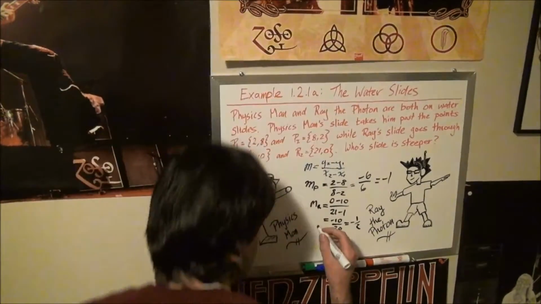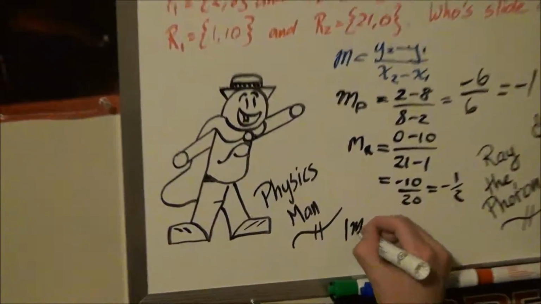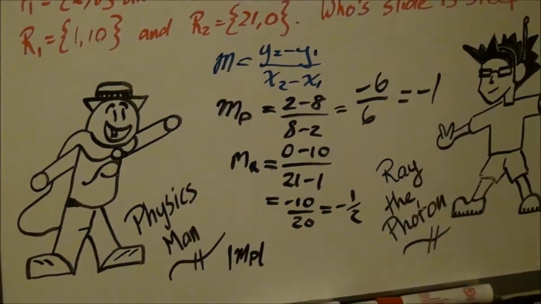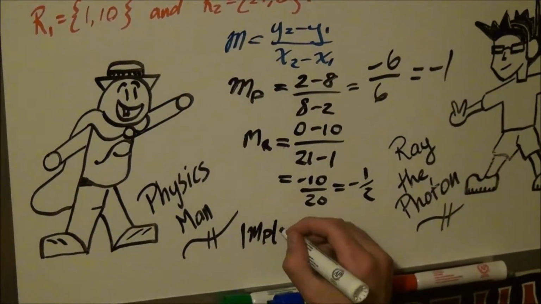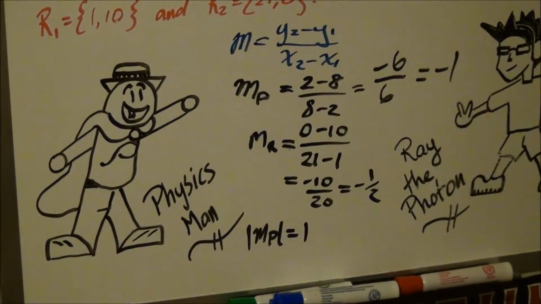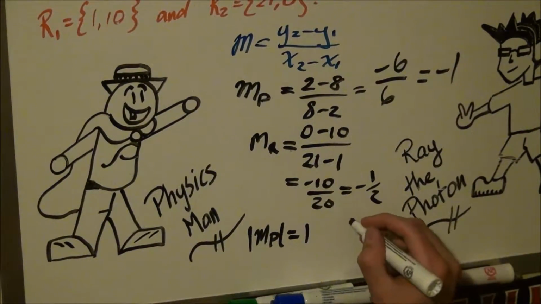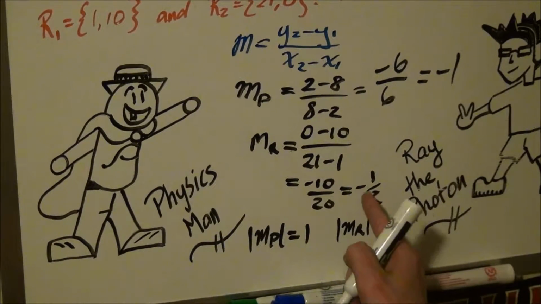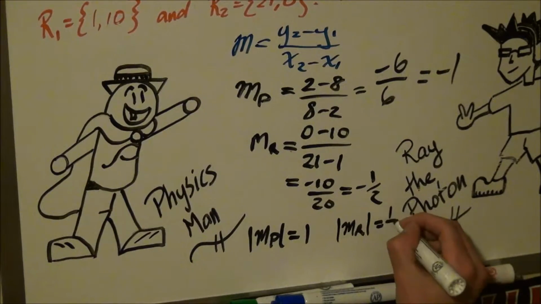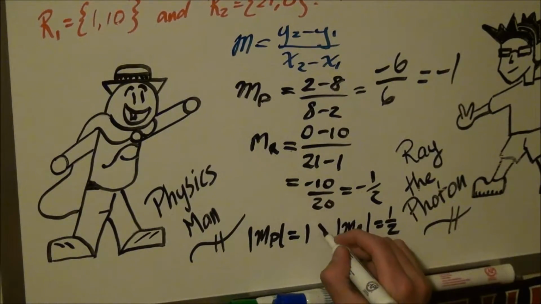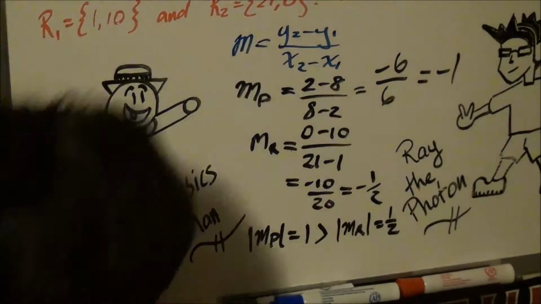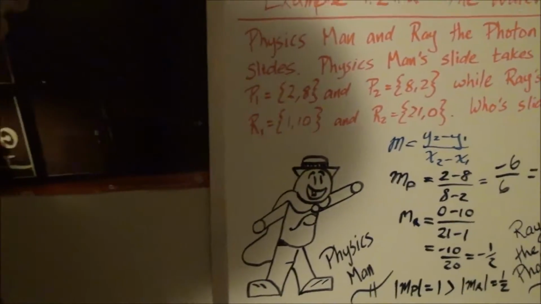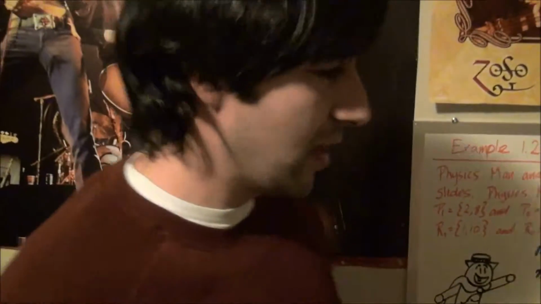So, the magnitude of the slope of Physics Man's slide is going to be the absolute value of the slope. Since the slope is -1, the absolute value is 1. The absolute value of Ray the Photon's slide slope is going to be the absolute value of -1/2, which is equal to 1/2. Physics Man's magnitude of slope is greater, therefore I conclude that Physics Man is on the steeper slide, and I guess in this particular case he wins the wager.